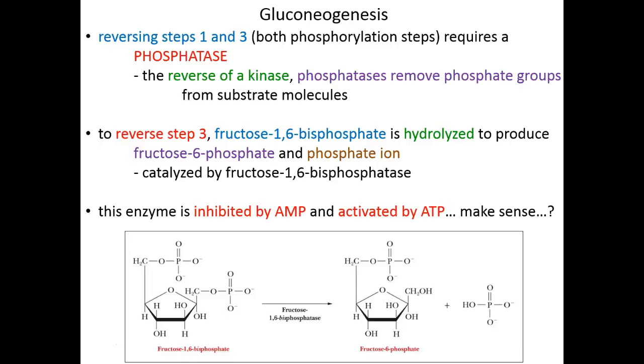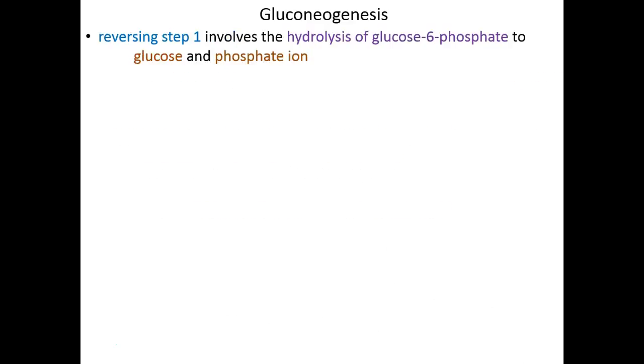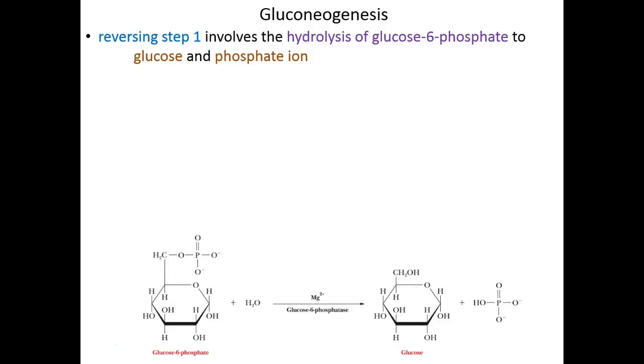And so in this case, high levels of AMP trigger glycolysis and block gluconeogenesis, making sure that all available glucose is converted into pyruvate. The reversal of step 1 involves hydrolyzing glucose 6-phosphate to free glucose. This is what occurs in muscle and in liver cells, when that glucose needs to leave into the bloodstream. This is catalyzed by glucose 6-phosphatase, again a wonderful name for this enzyme, a phosphatase that removes a phosphate from glucose 6-phosphate.